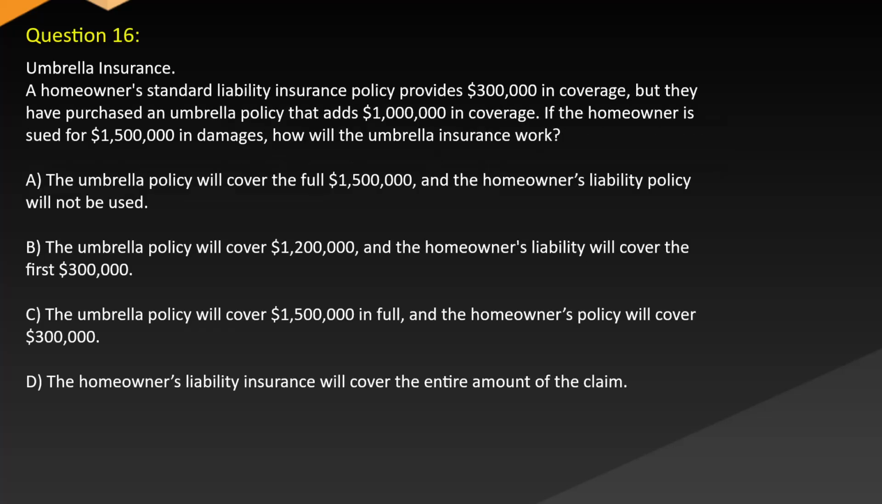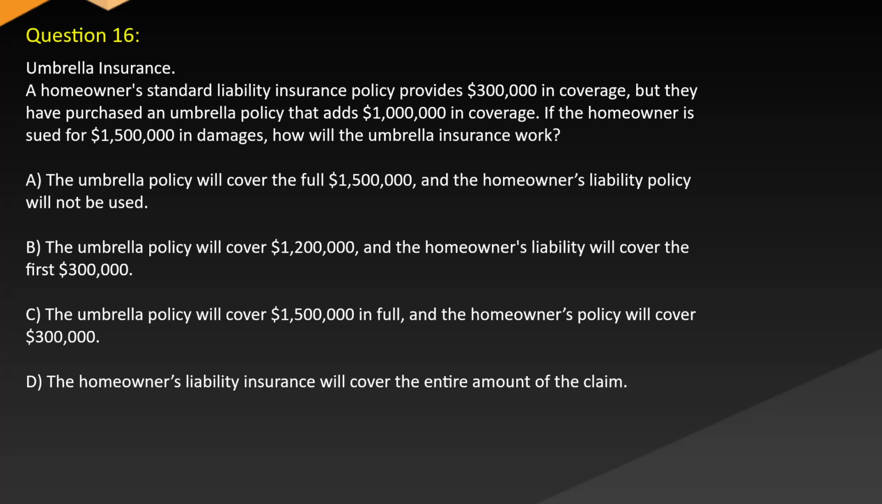Question 16. Umbrella insurance. The homeowner's standard liability insurance policy provides $300,000 in coverage, but they have purchased an umbrella policy that adds $1 million in coverage. If the homeowner is sued for $1,500,000 in damages, how will the umbrella insurance work? A. The umbrella policy will cover the full $1,500,000, and the homeowner's liability policy will not be used.